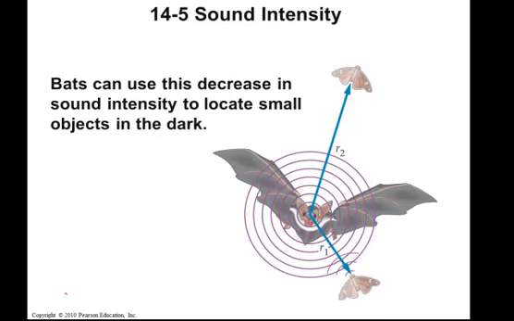Sound intensity, bats use this also, and they are able to locate objects in the dark by taking a look at the decrease in the sound intensity.